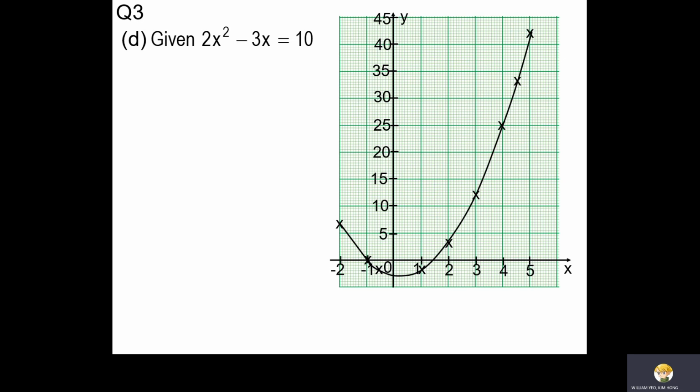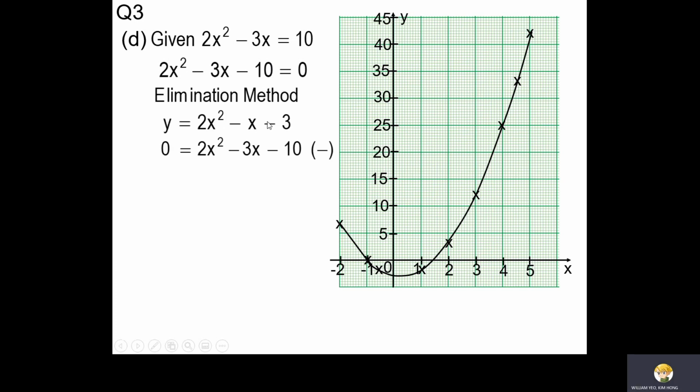Part D here, they give us an equation, right? But you need to sketch a straight line. So what do you do? Bring 10 to the left, so that you have 0 on the right. Then elimination method. Part A, they give you this. Part B, you have this. Part B, 0 you will write on the left. Again, same thing, we are doing the same thing.